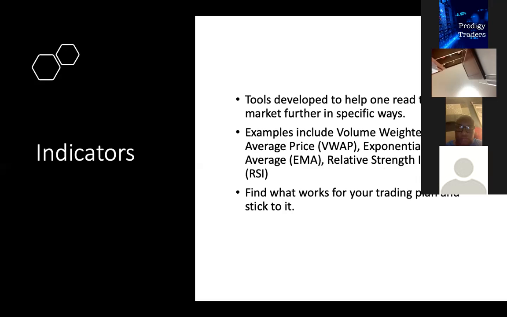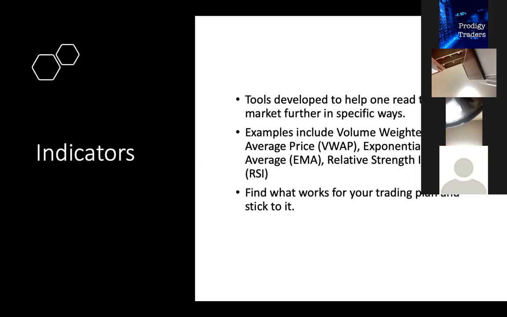Indicators. Within each trading platform, these brokers have what's called indicators, and a lot of them are used to aid you in your technical analysis process to shape what you're looking for. Because you can look at a market, you can set your support and resistance lines, but sometimes that doesn't give you everything you're looking for.